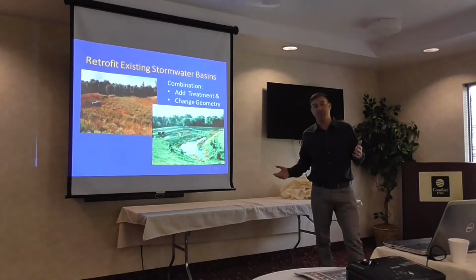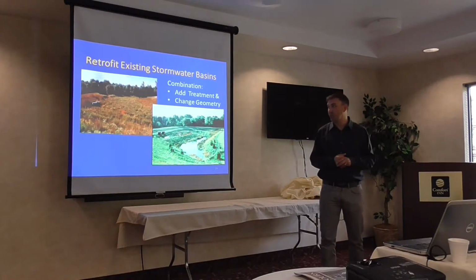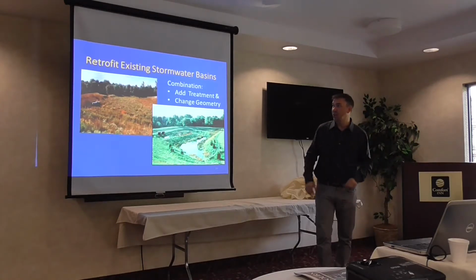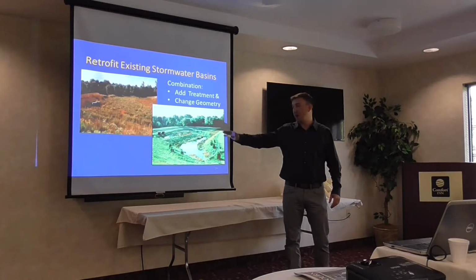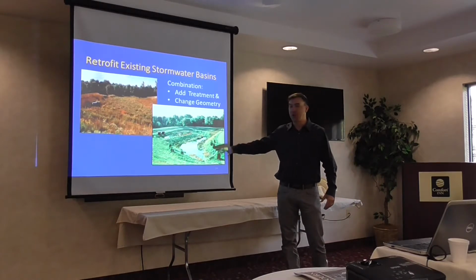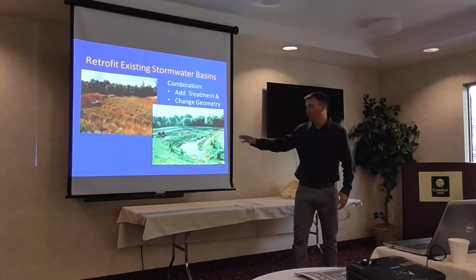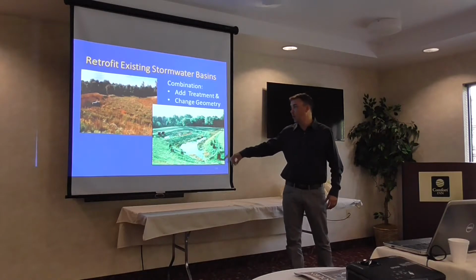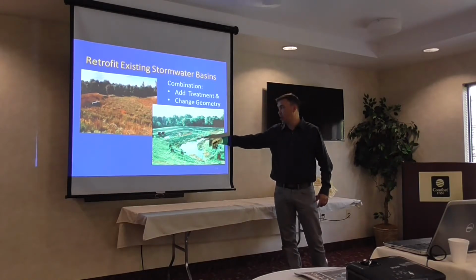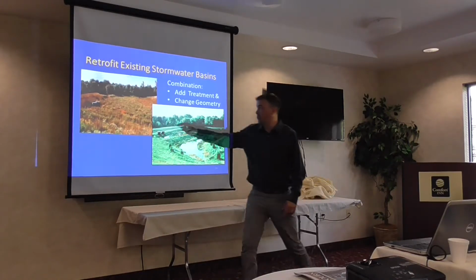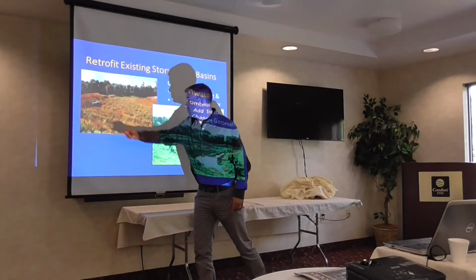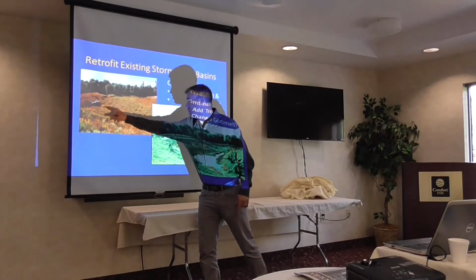And then there's a combination of the two. We can add treatment and change the geometry. Here's an example of a stormwater dry pond where they actually converted it to a sort of a wetland, wet pond with a longer flow path. You can see they put this berm in, so now instead of water just coming in here and basically going straight out there, you can almost see the flow path.